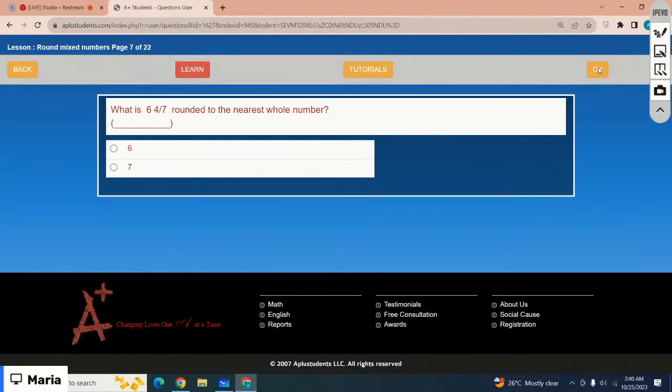Okay, what is 8 whole 4 over 7 rounded to the nearest whole number? 4 over 7, right? 4 over 7 is greater than 1 over 2. So it would be rounded off to 7.